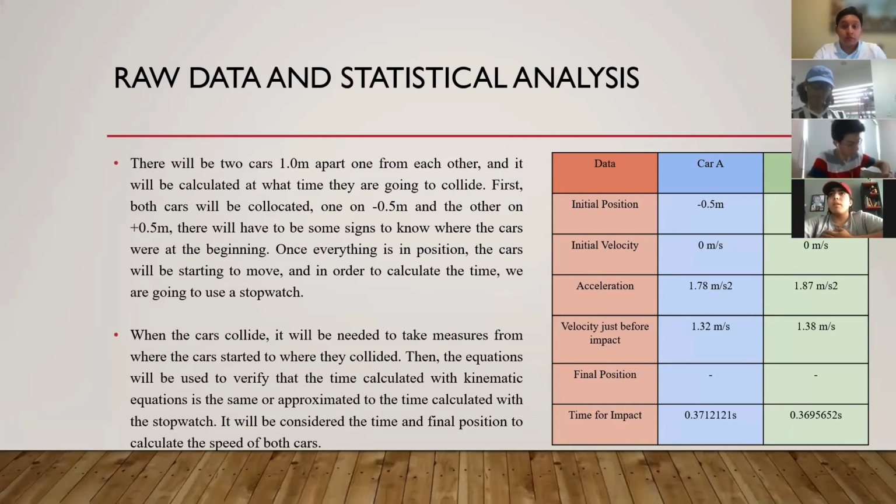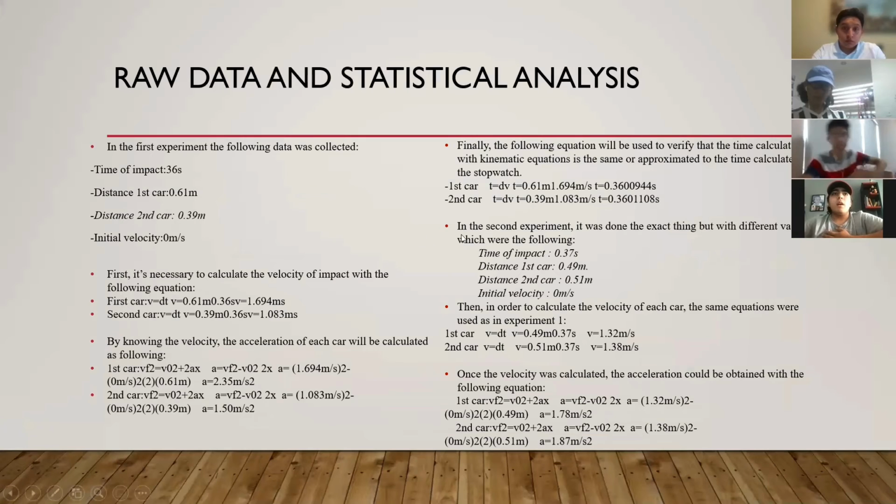Here on the right, we can see the specific data of the cars, like the initial position, initial velocity, acceleration, velocity, final position, and time for impact. Here we have all the procedures and all the equations that we use to calculate all the data. For example, the velocity at impact, or the acceleration that the car had before it collided, and also the equations for the time and the final distance.